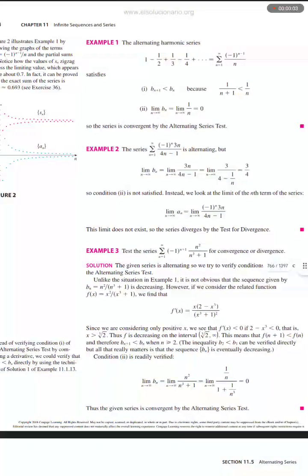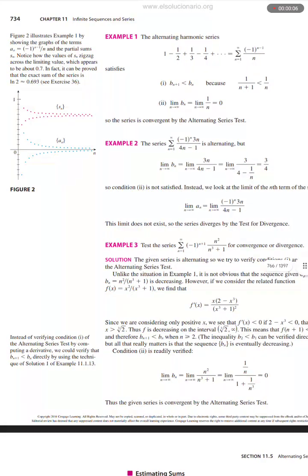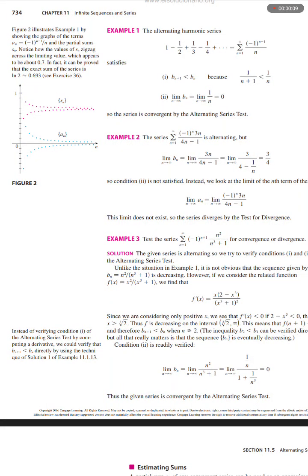Example 1, the alternating harmonic series, 1 minus 1/2 plus 1/3 minus 1/4 plus ..., the sum from n equals 1 to infinity of (-1)^(n-1) over n, satisfies number 1. b sub n plus 1 is less than b sub n because 1 over n plus 1 is less than 1 over n.